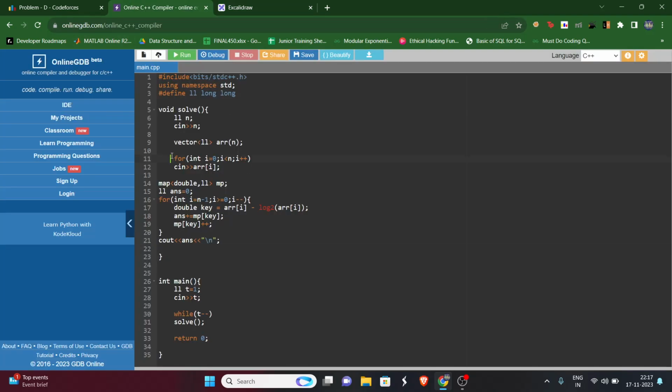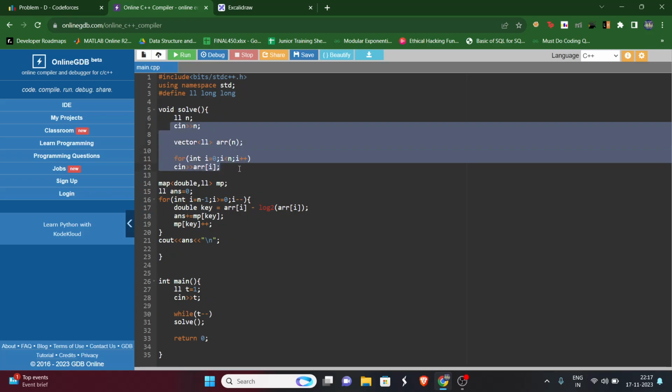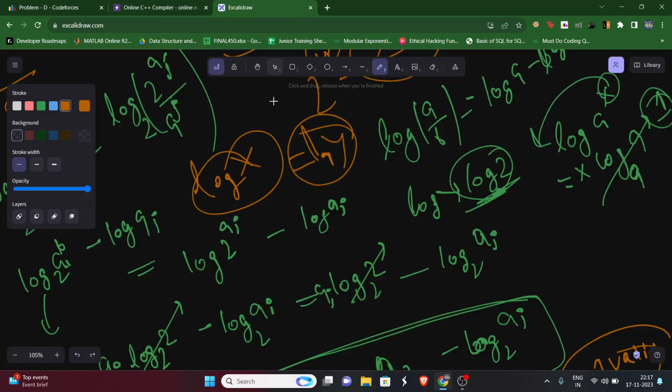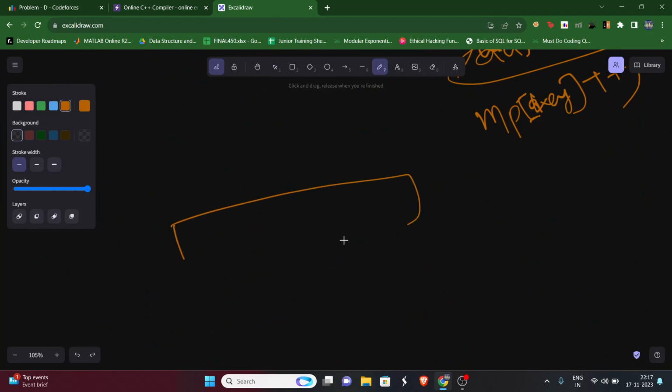So we have done nothing but what was explained. First of all, as given in the question, we have taken the input, made a map, and initialized our answer to 0. Then we calculated the key value, which should be array of i minus log 2 of array of i, and updated our answer by adding all those elements. So let's say this is the array and here the value is 5. We will calculate 5 minus log 2 base 5. Let's say it comes to around 4 point something.